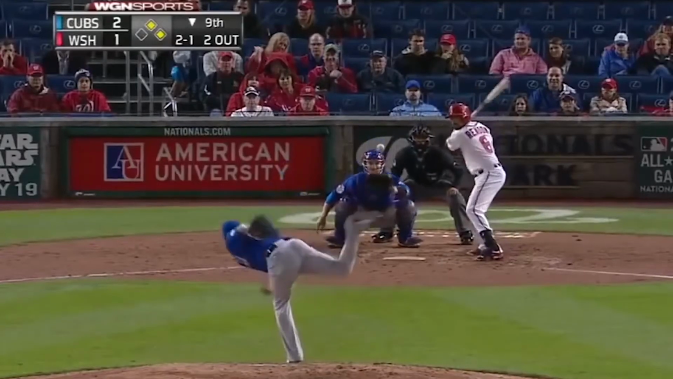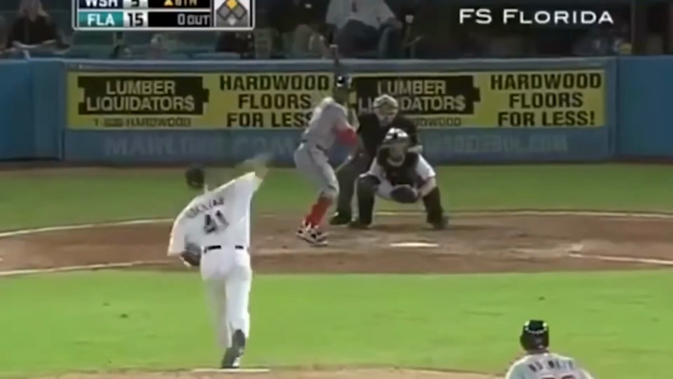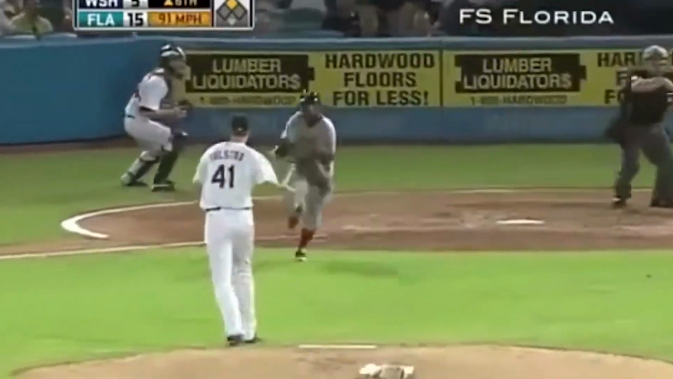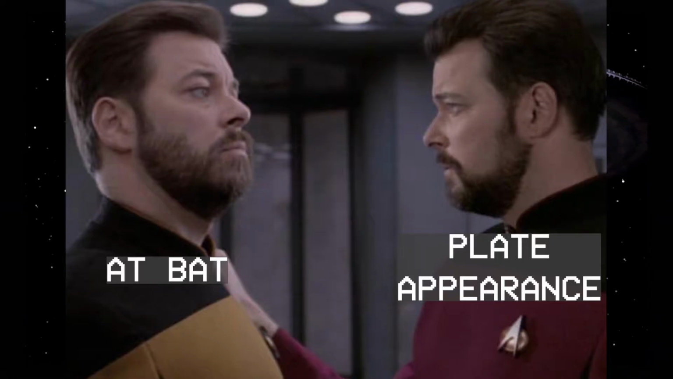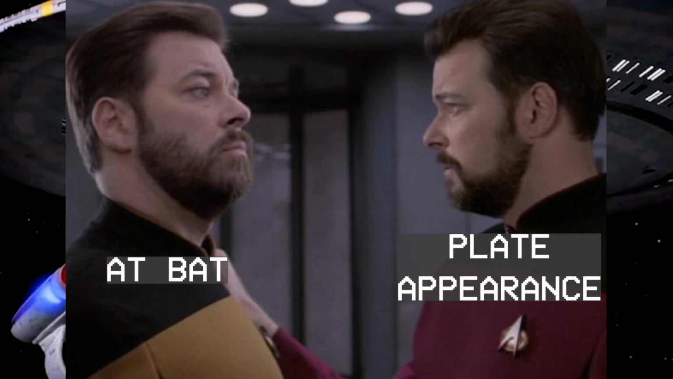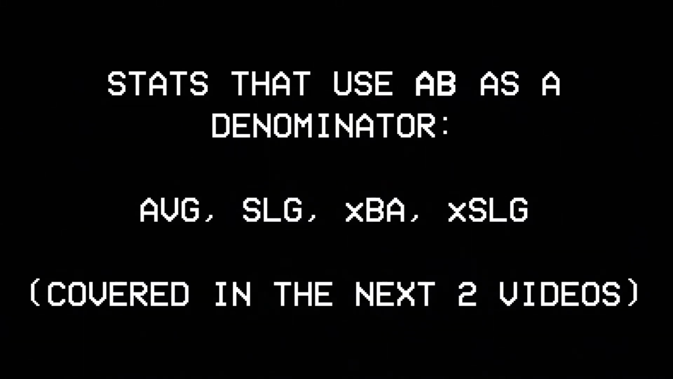These exceptions include situations where a game ends with an out on the base paths, or if a batter is ejected or leaves the game for another reason during a plate appearance. An at-bat is a plate appearance that results in a hit, error, fielder's choice, or an out. It does not include walks, hit by pitches, or sacrifice flies. The terms plate appearance and at-bat are sometimes used interchangeably, especially in casual conversation, but this distinction between an at-bat and a plate appearance becomes important when determining certain stats that focus specifically on a player's batting ability, for example, batting average or slugging percentage.